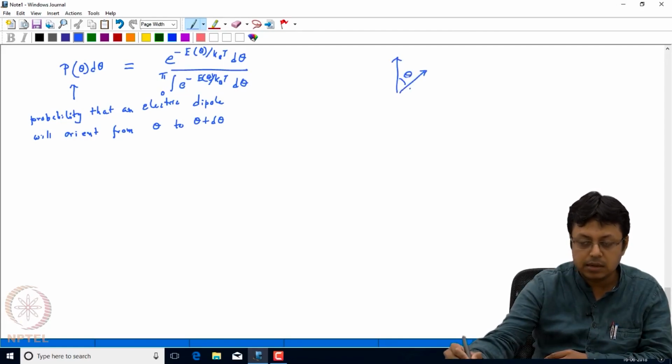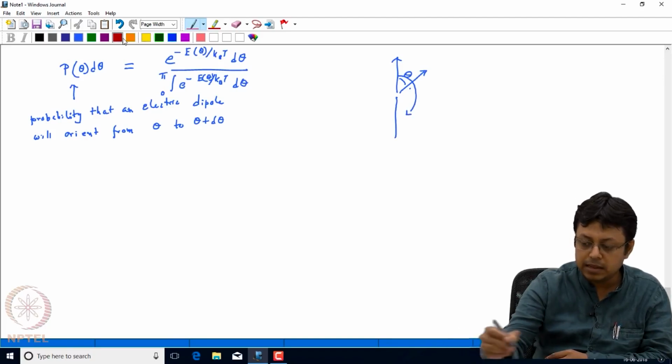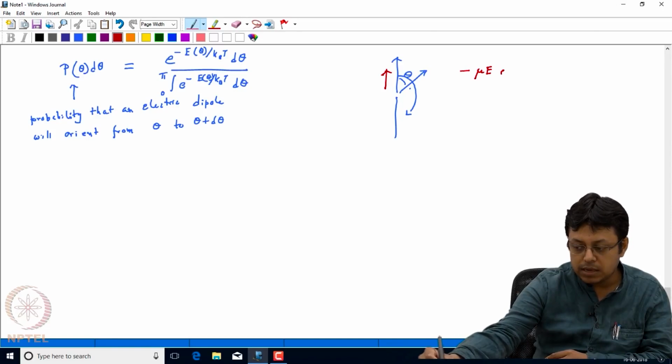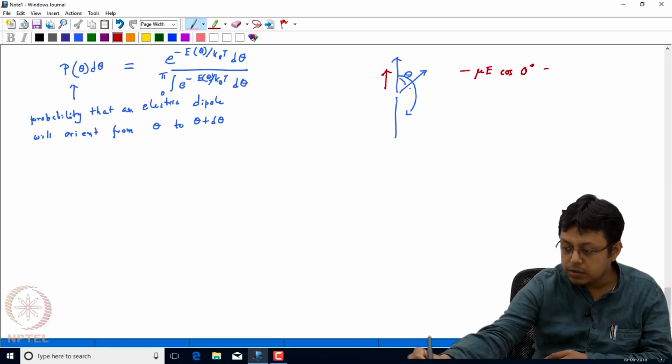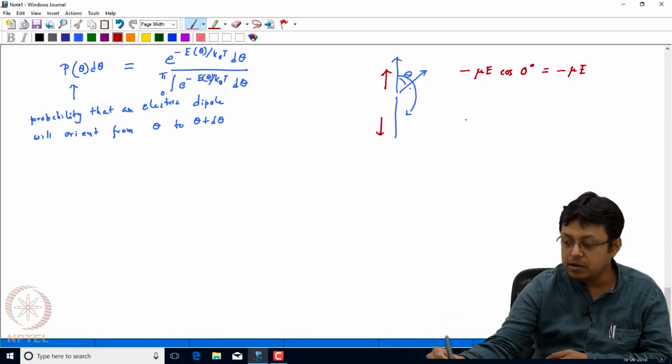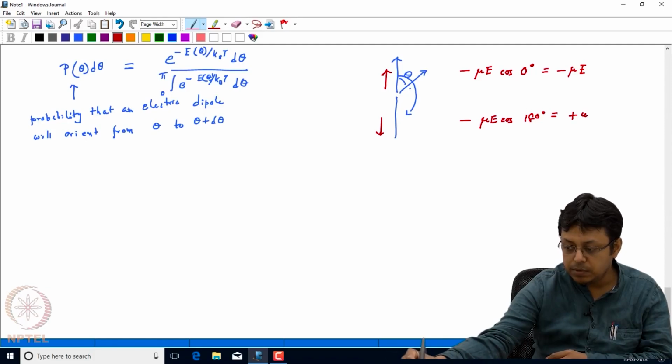So we are saying that this is theta, this is arbitrary, but this can take possible values like this, and again the two extreme values are like this. This is basically when the energy is minus mu e cosine 0 degree, which is minus mu e. And similarly, the other extreme will be the dipole oriented against the field, and the energy will be minus mu e cosine 180 degree, which is plus mu e.